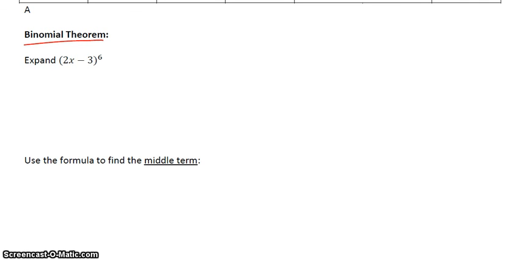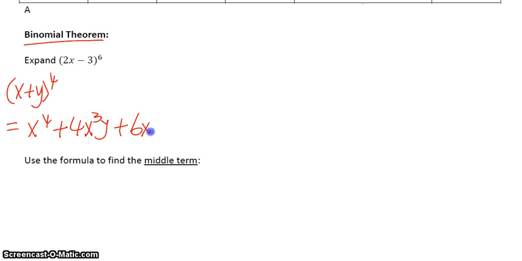Okay, when you expand any binomial, let's say (x + y) to the power of 4, you will have the following pattern. If you actually expand it one by one, you see patterns, and then we generalize it into a shortcut. So this is the pattern that you see.